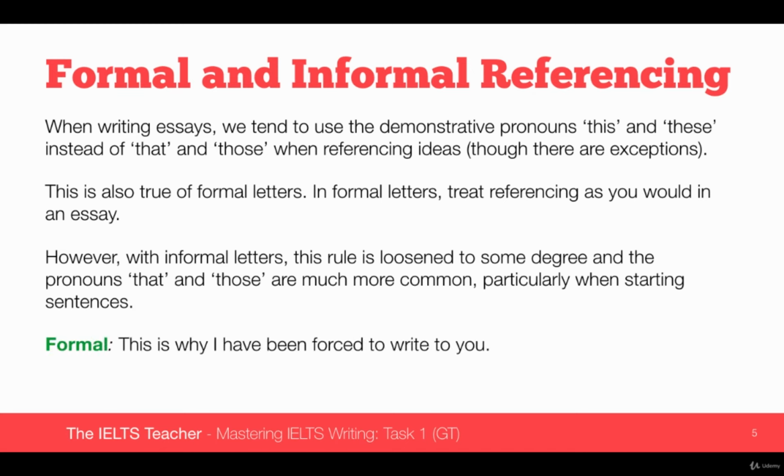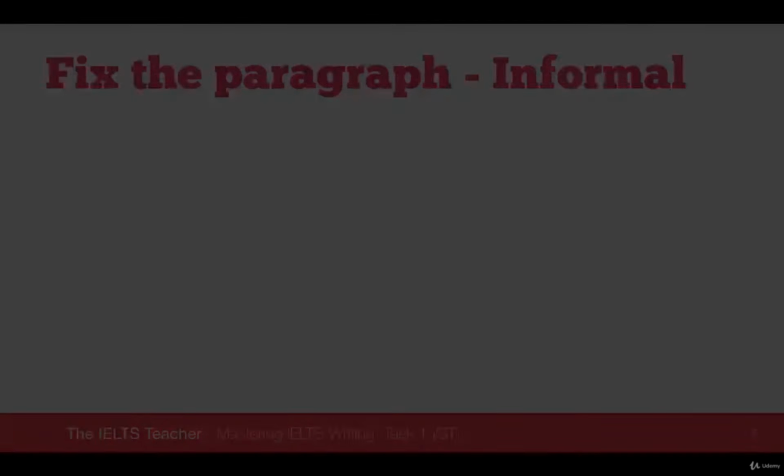So in a formal letter, it would be quite common to see, this is why I have been forced to write to you. You'd write the reason, then this is why I have been forced to write to you. Whereas in an informal letter, that's why I've had to get in touch. We could also say, this is why I've had to get in touch, but it just sounds a little bit colder, a little bit more formal, with a little bit less warmth involved. So we often use that in informal letters to denote that level of informality.